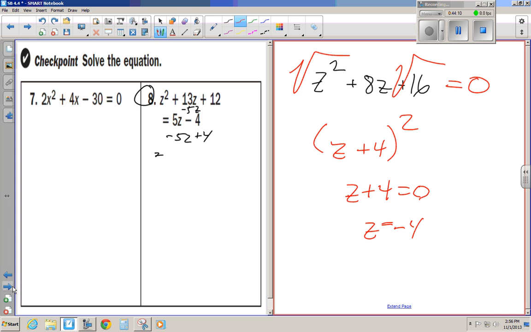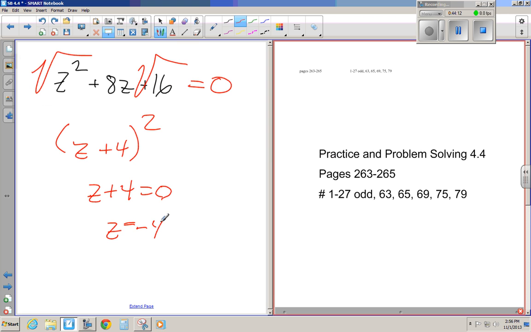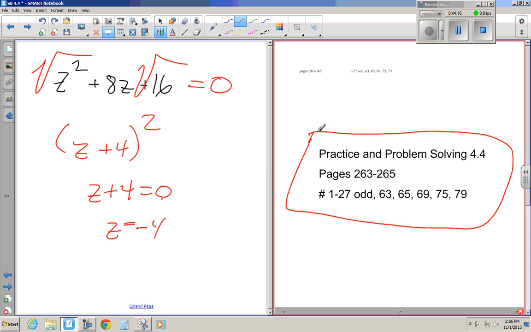We're going to do a lot of this in class. Here are your practice problems we'll do in class. Make sure you finish the guided practices. Good luck.